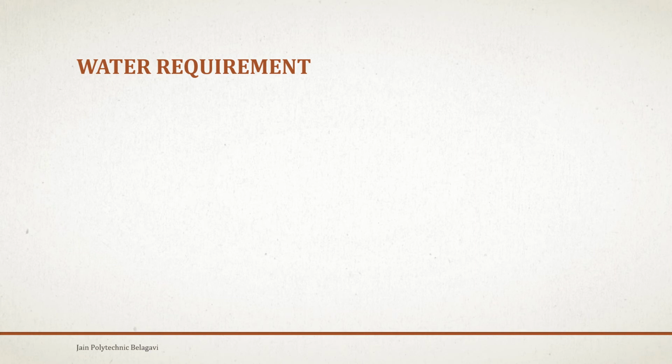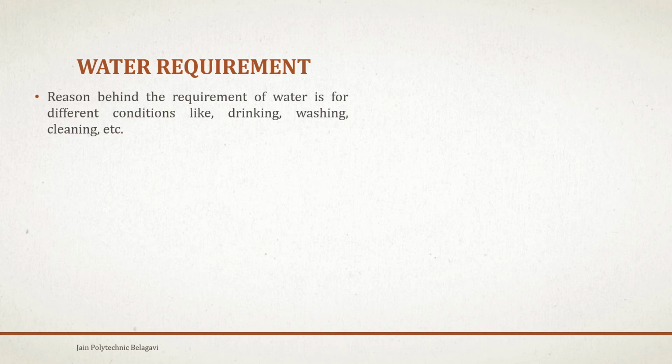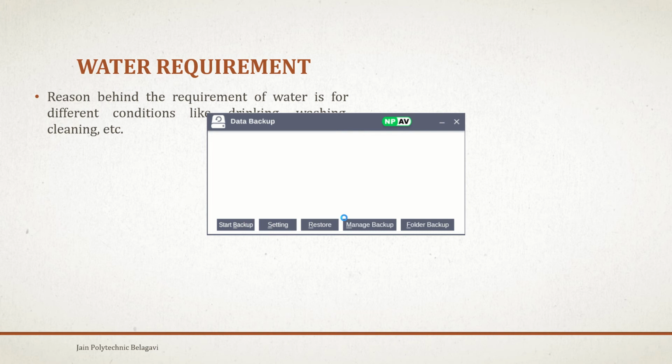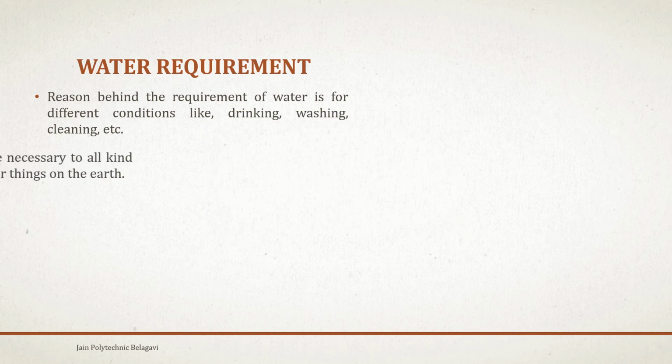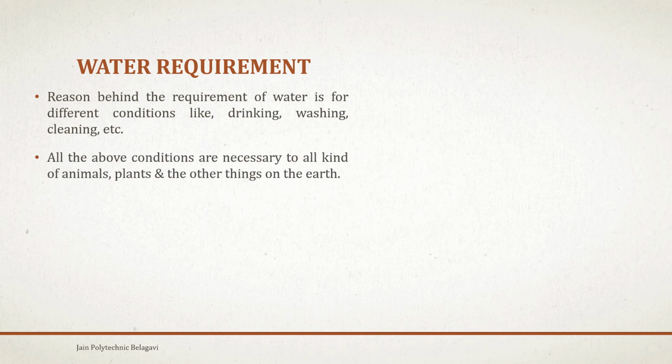First, we'll go through the water requirement, the demand, the supply, the requirement, the importance of water, the necessity of water. We are going to study this. First, the reason behind the requirement of water is for different conditions like drinking, washing, cleaning, and so on. All the above conditions are necessary to all kinds of animals, plants, and other things on the earth.